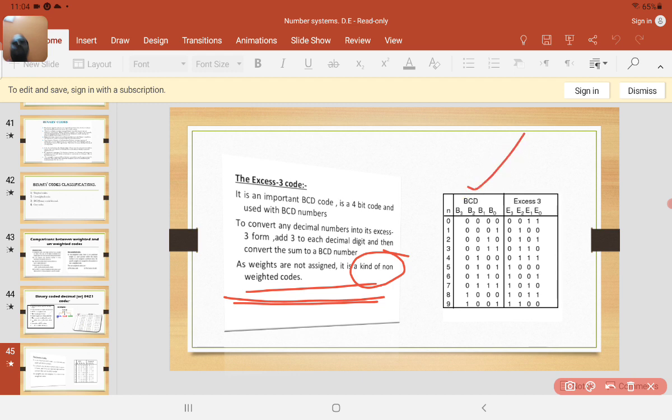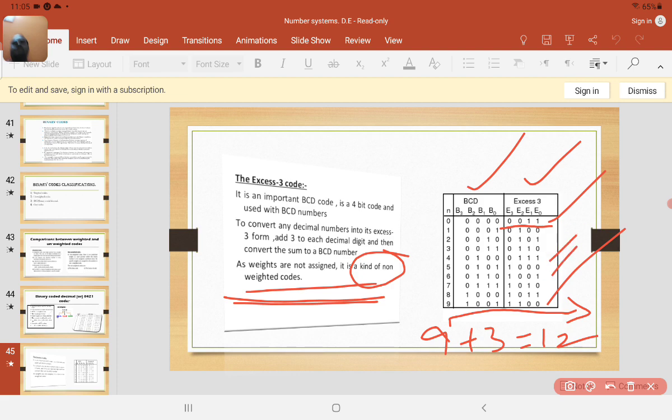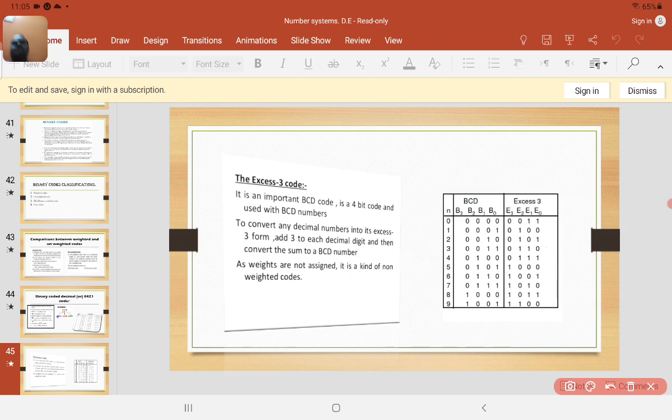So this is the BCD code, and this is the XS3 code which is given. For 0 we are adding 3, so we are getting 0 plus 3, that is 3. The equivalent XS3 code for 0 is 0011. In the same way we are adding for every code. For 9, 9 plus 3 is equal to 12, so the XS3 code for 9 is 1100. For every code we are adding 3, and then we get the XS3 code equivalent to the BCD code.